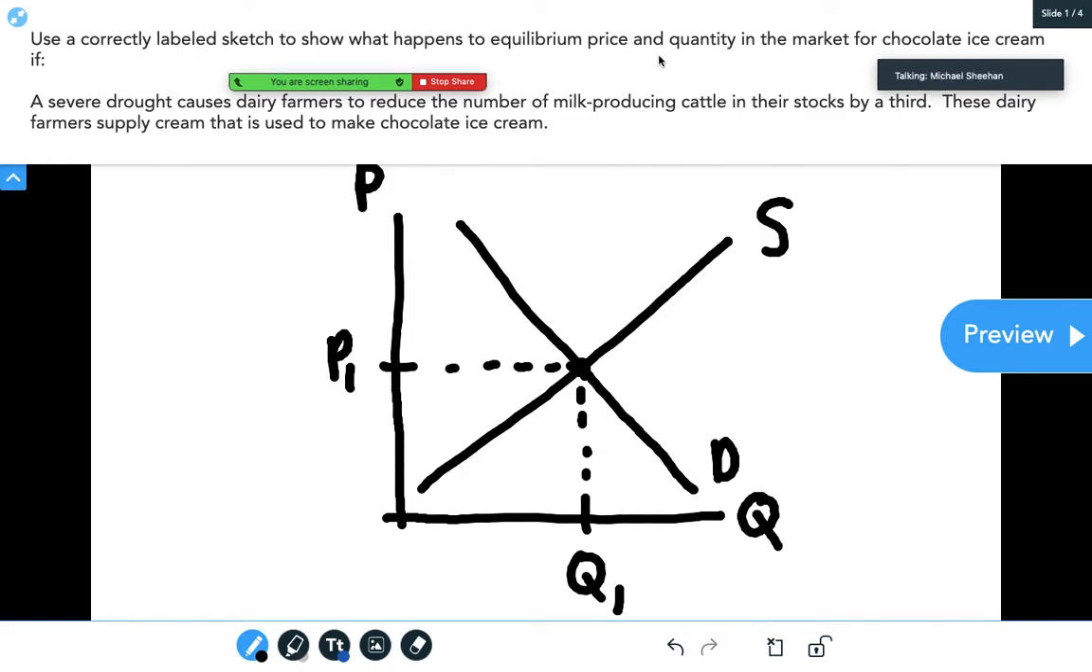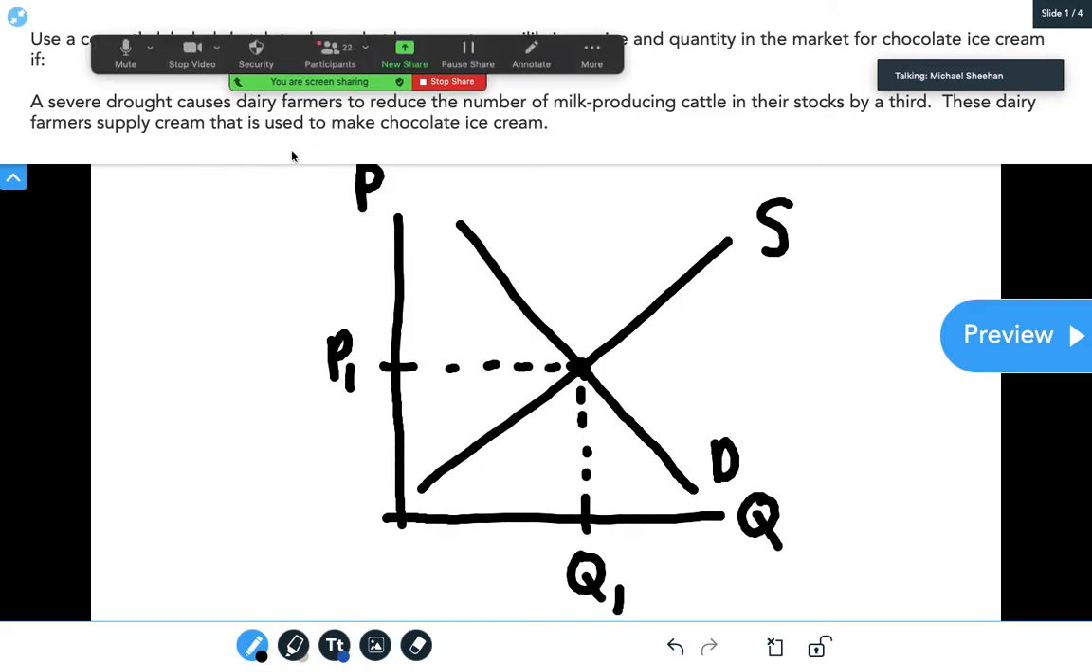I'm going to ask myself, what got affected here by this severe drought? Demand for chocolate ice cream or supply of chocolate ice cream? And what's the answer on this one? What got affected, demand or supply? Demand. It's actually not demand, and here's why. Supply. Yeah, it's supply, and here's why it's supply, because the cream is an ingredient in the ice cream.